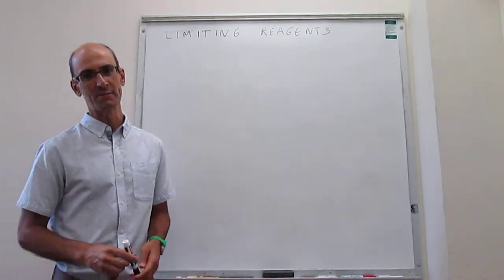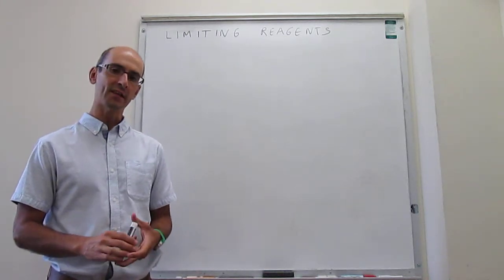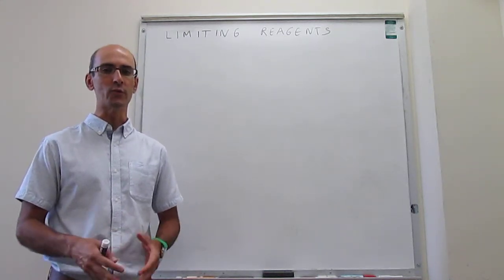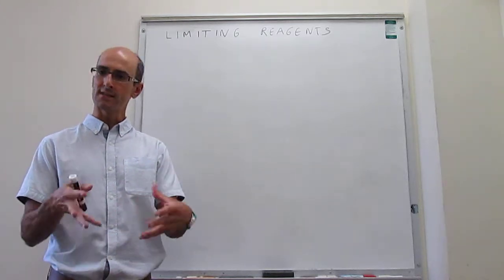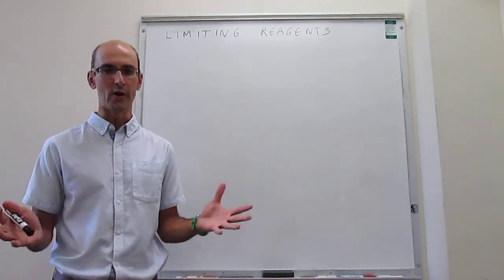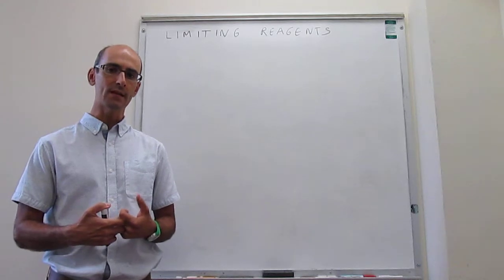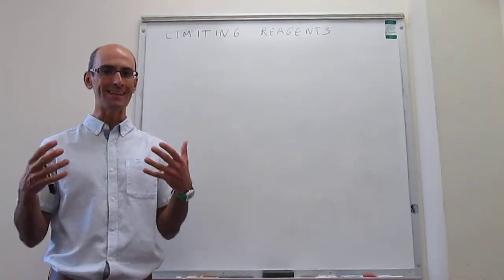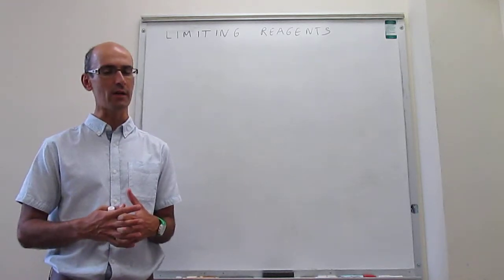In this video, we explain the concept of limiting reagents. Until now, in our stoichiometric calculations, we have learned how to react exactly a given amount of a reagent with an exact amount of another reagent to get an exact amount of a given product. Now, in reality, sometimes we are not mixing the ideal amounts of reagents to get a given amount of product.